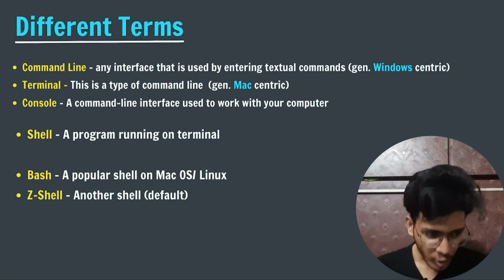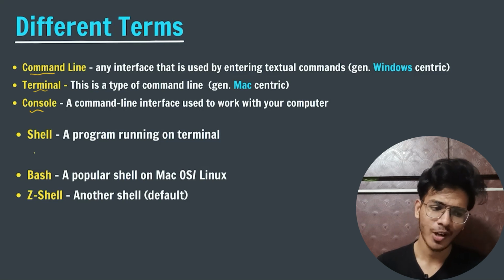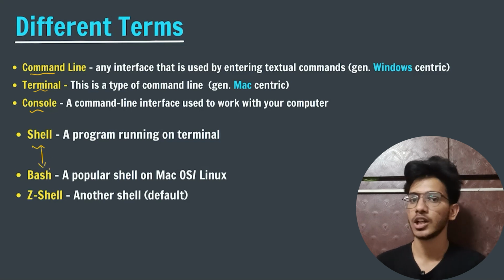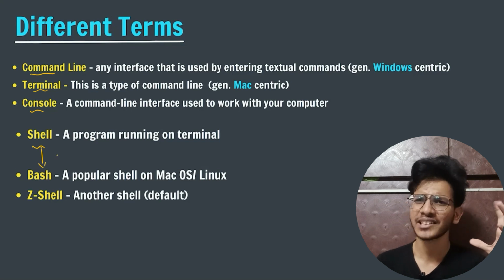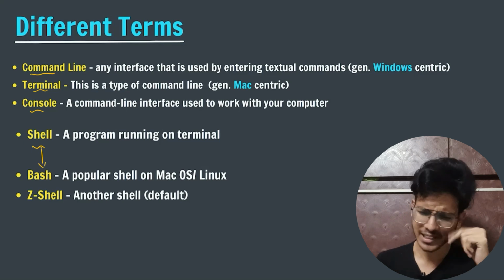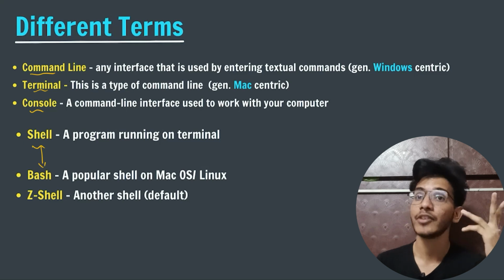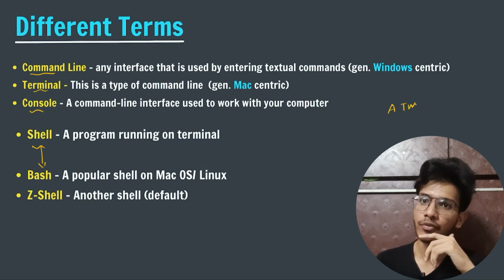So the terminologies are: first one, command line, terminal, console, shell, and in shell we have two types, bash and Z shell. To understand this, let us take a simple example, such that we can understand what these terms are. Instead of reading the definition, I will give you a perfect example. Let's say I am going to an ATM. Now ATM is a hardware device.